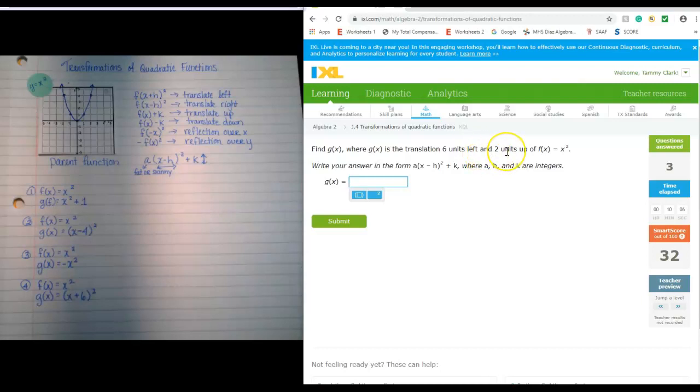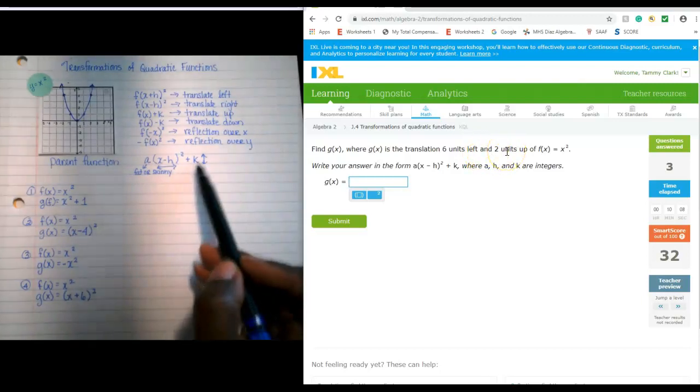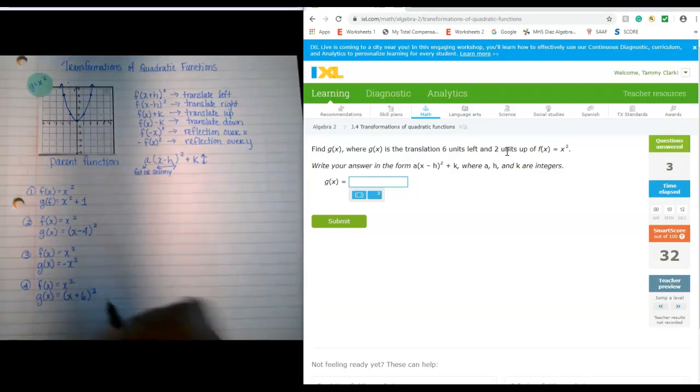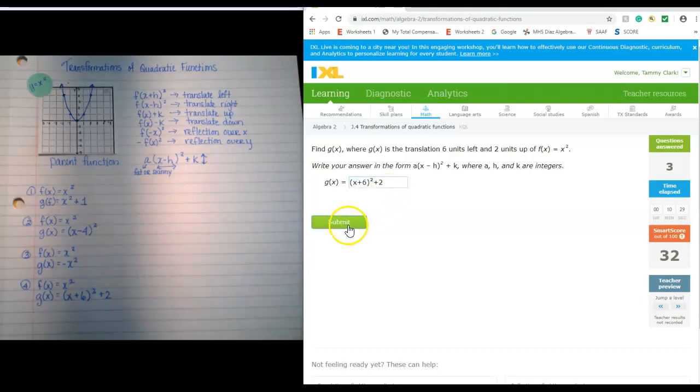And then it says it moved 2 units up. So this is my plus or minus. This k is my movement up or down. So I would put plus 2. So I would type (x plus 6), and that's squared because we're talking about a quadratic. And then I would type in how much it moved up or down.